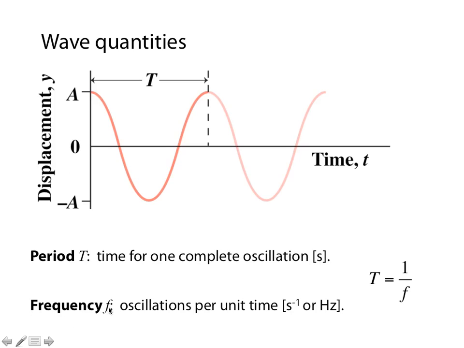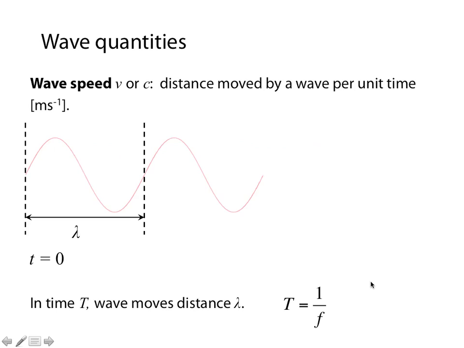Frequency is a related concept, and it's the number of oscillations per unit time, so per second, or we'll give it a special name, hertz. And these two quantities are related. The period equals 1 divided by the frequency, and vice versa, the frequency equals 1 divided by the period.